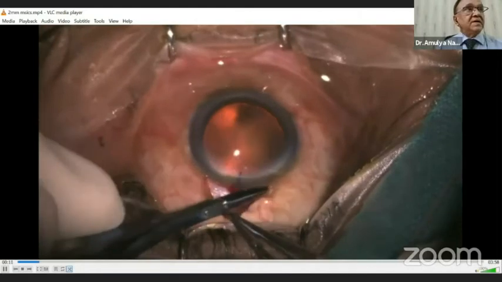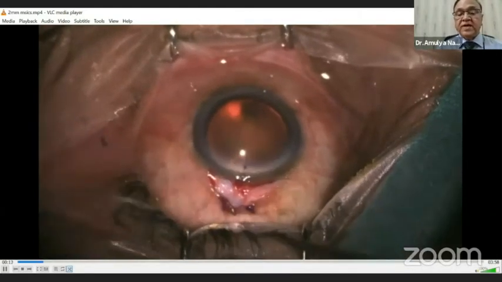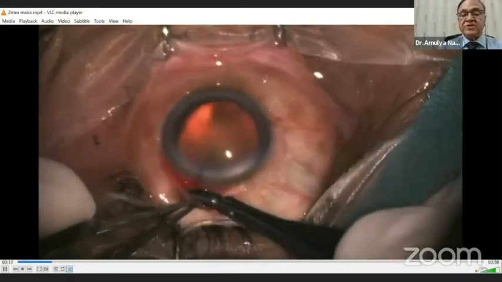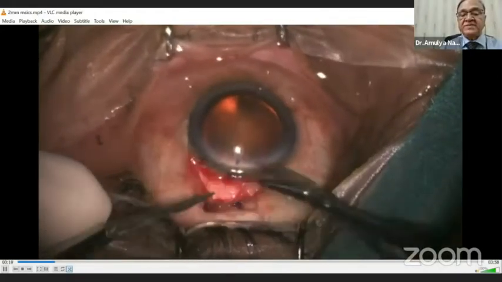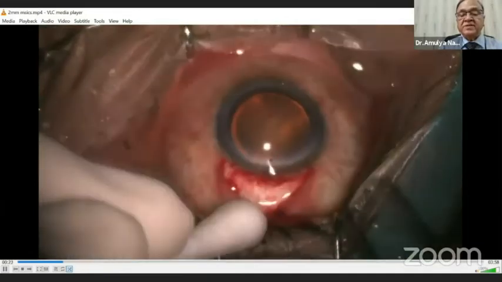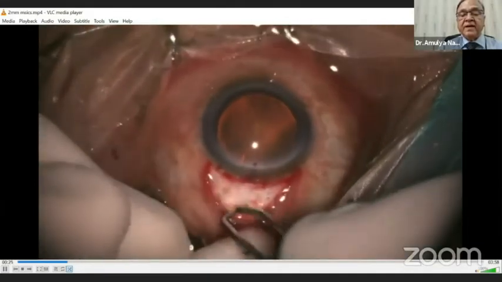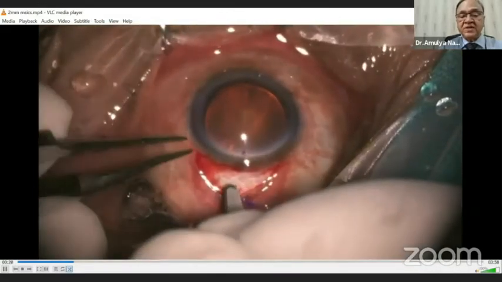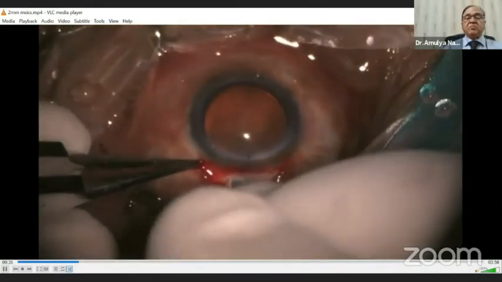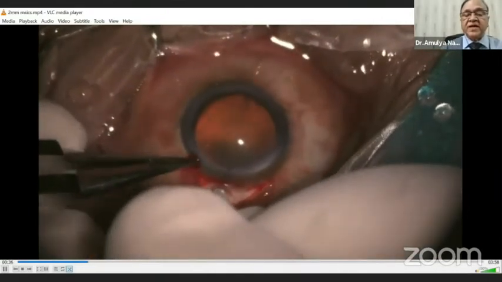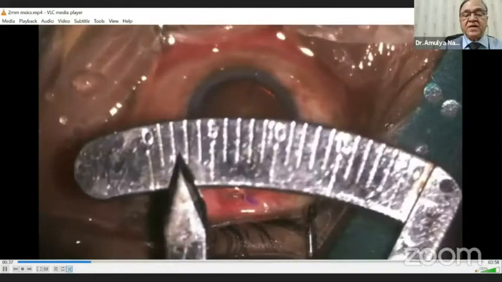All of us know that SICS means a big incision, though we are reducing it. I have been doing a 2 mm SICS, and while my volume of cataract surgery is very high, I have encountered no problem in doing a small incision. Up to grade 4, I can do it with this small incision. If it is more than that, it is better to increase the size of the incision depending on the size of the nucleus.